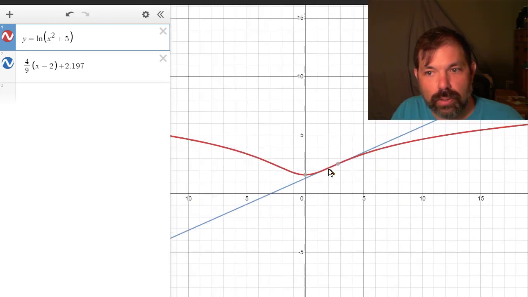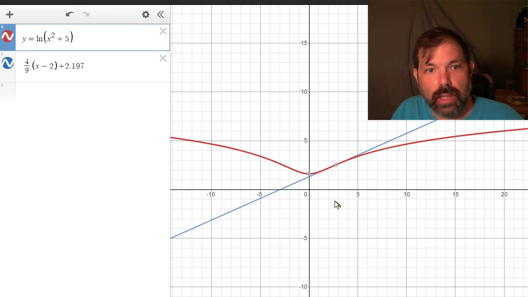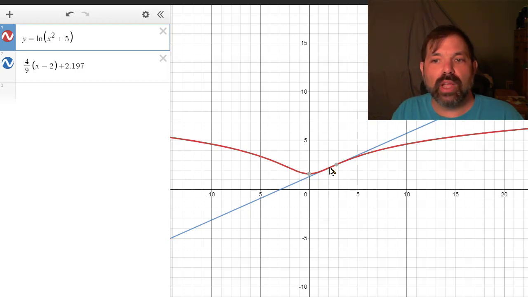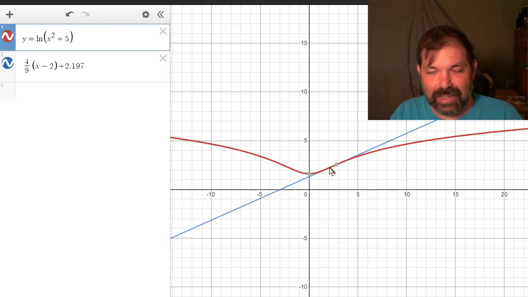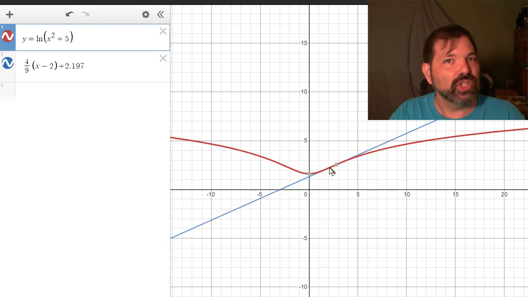If we zoom back out, notice there's the line in blue, and at x equals 2, it's a good approximation. But once we go too far away, more than a unit away from 2, it's no longer a good approximation. So a linear approximation is very good nearby, as long as the derivative is nice, as long as the function doesn't change too much.